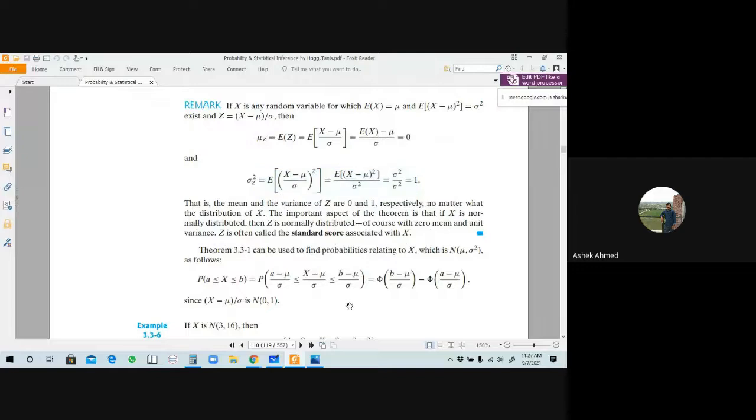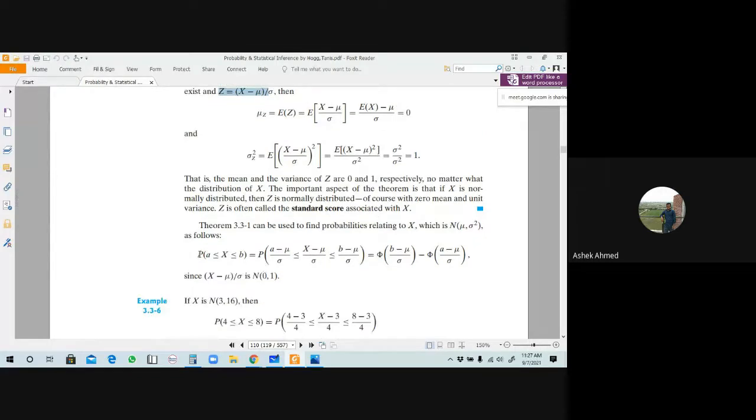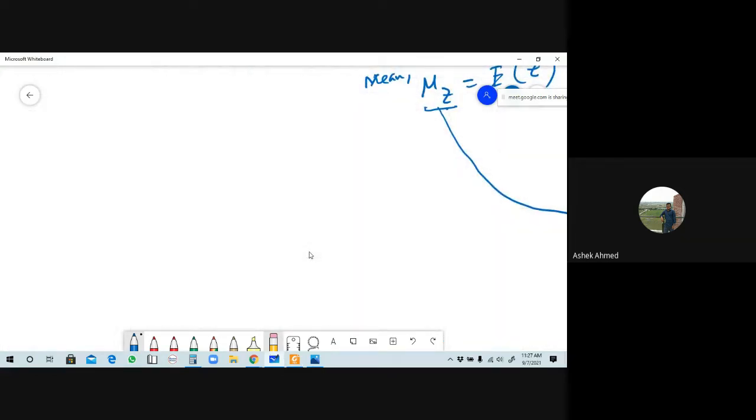Now by using this concept, z equals x minus mu by sigma, we will apply this concept to solve some problems here. Okay, so from here tell me, if x is given as a normal variable of which the mean is mu and the variance is sigma square, you have to find the value of the probability that a is less than x is less than b. How can you evaluate this value? Can you say?